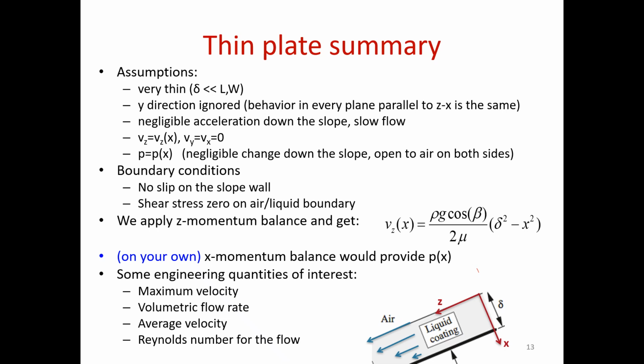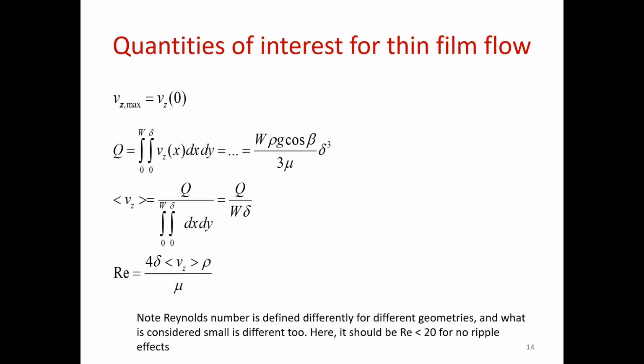Now, we can admire this parabolic profile, but we really want some engineering quantities of interest. The maximum velocity, what is the volumetric flow rate, what is the average velocity, because those are typically the things that we can measure and compare to what we measure in the lab. And also, what is the Reynolds number for the flow, so we can actually calculate it and see that we indeed have a laminar flow regime. So those are listed here. Maximum velocity is easy. It's the one at zero. We already looked at that.